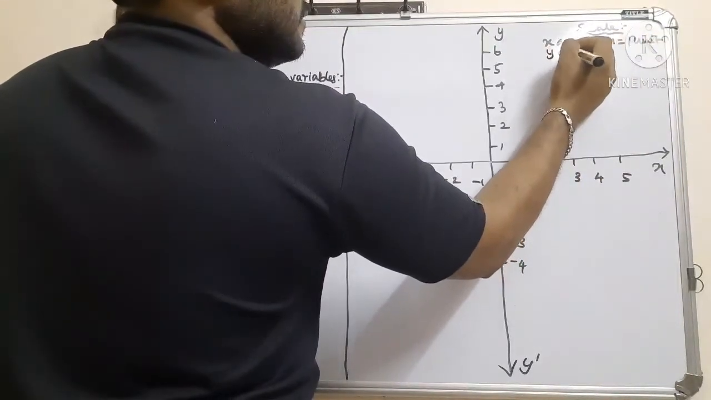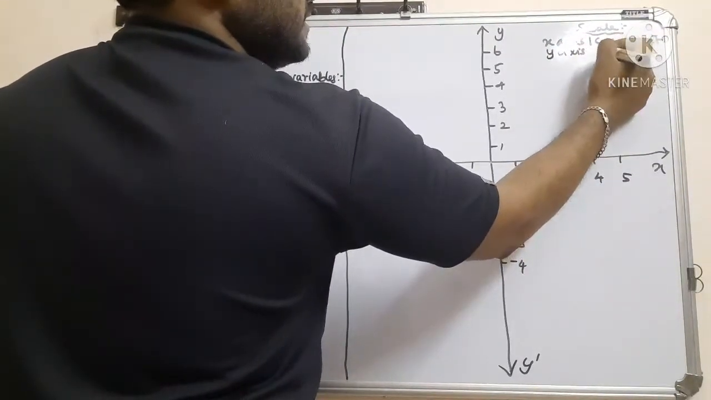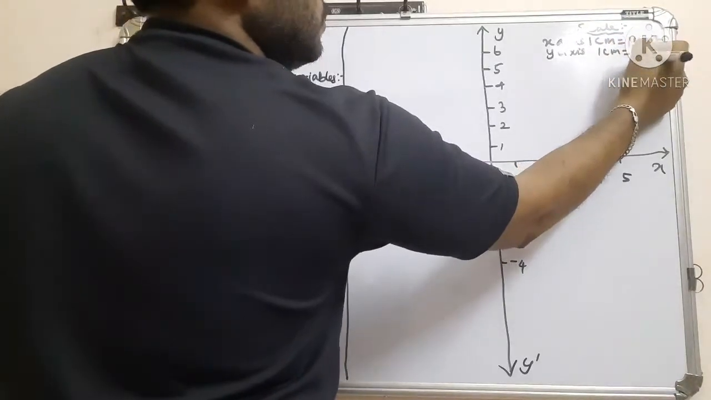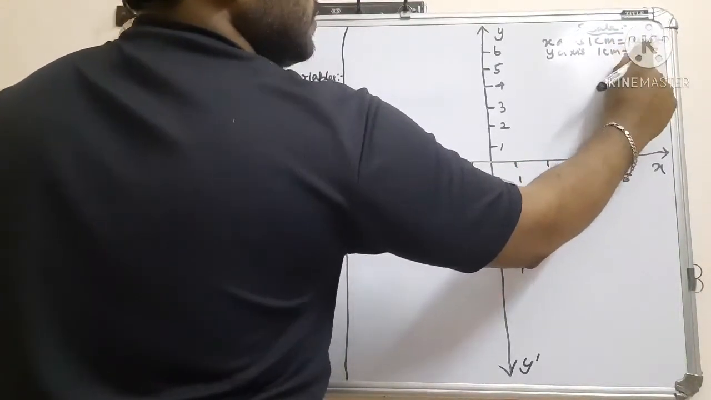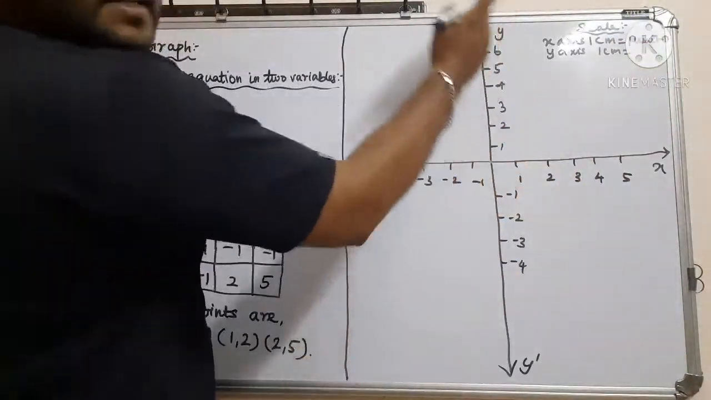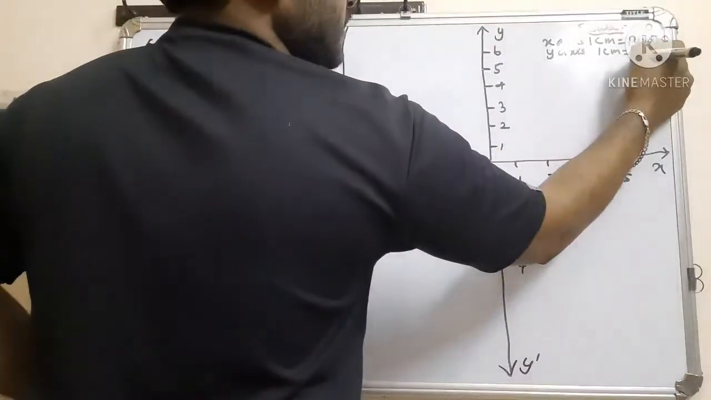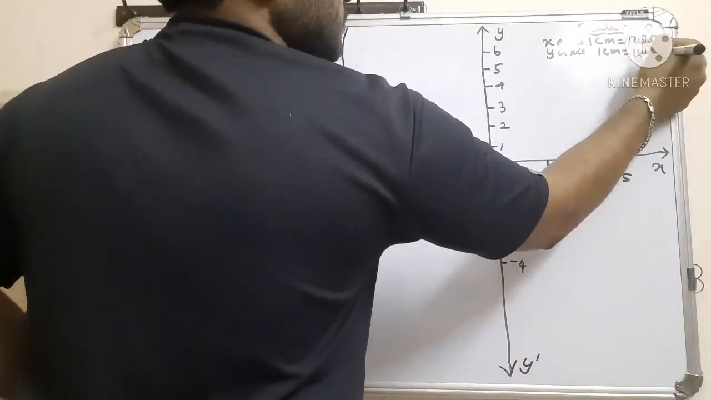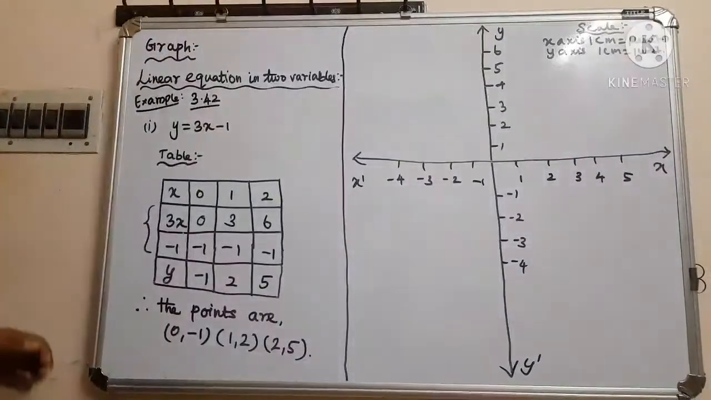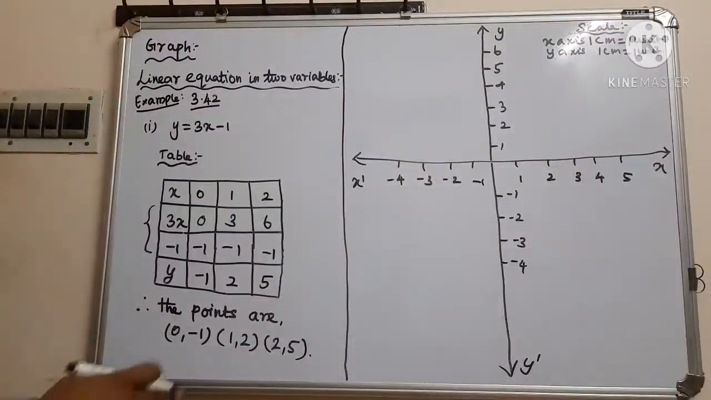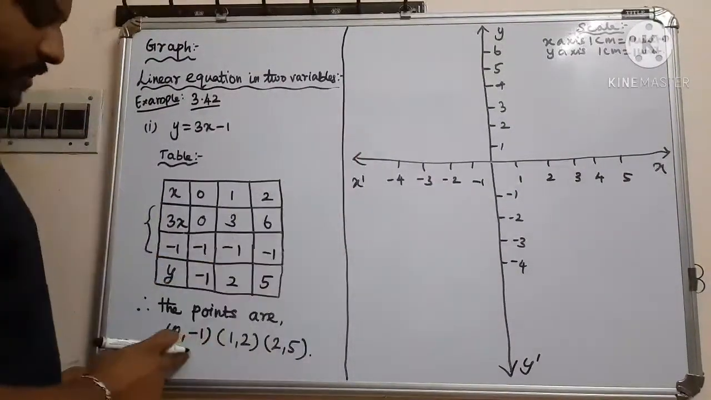Y-axis: 1 centimeter is equal to, that is also we can take as 1 2 3 only, 1 unit. So now after that you have to write the points. You have to plot the points.